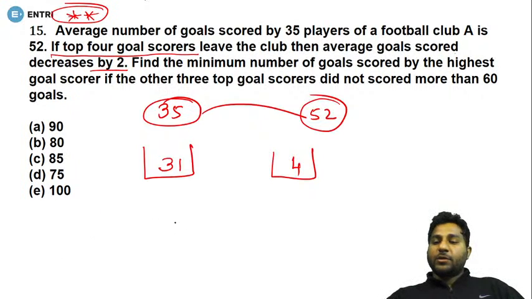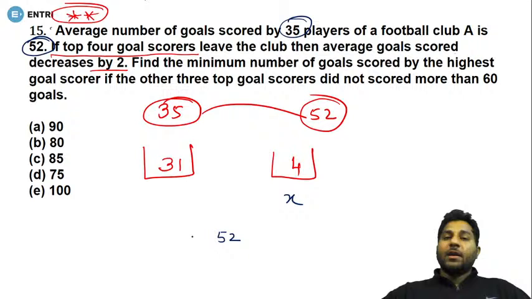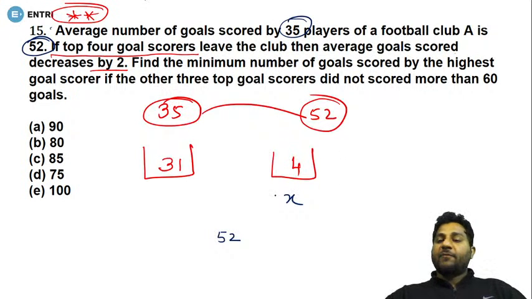So how are we going to do that? Okay, very good, Daruka. Now earlier your average was 52 with 35 players. That means the middle value will be 35. But when the top four goal scorers, whose average goal was X, have been left out, the average goal of 31 players is left with only 50. Why? Because it has decreased.